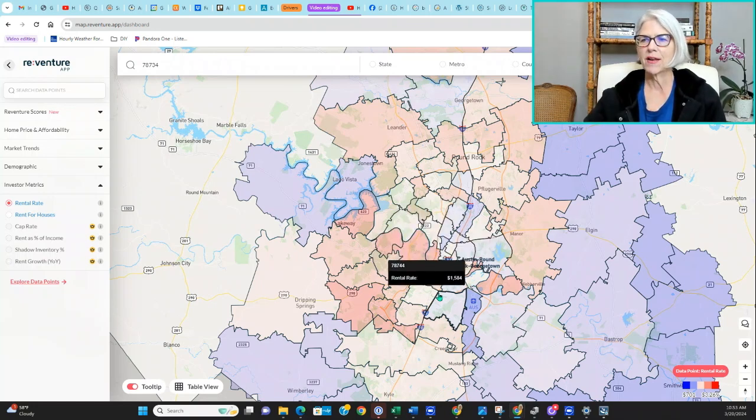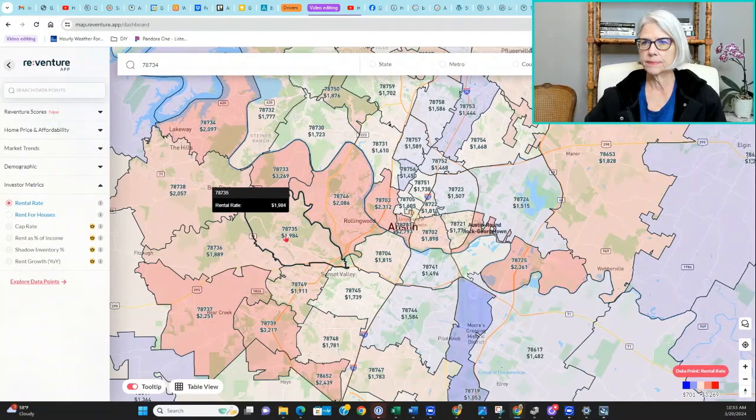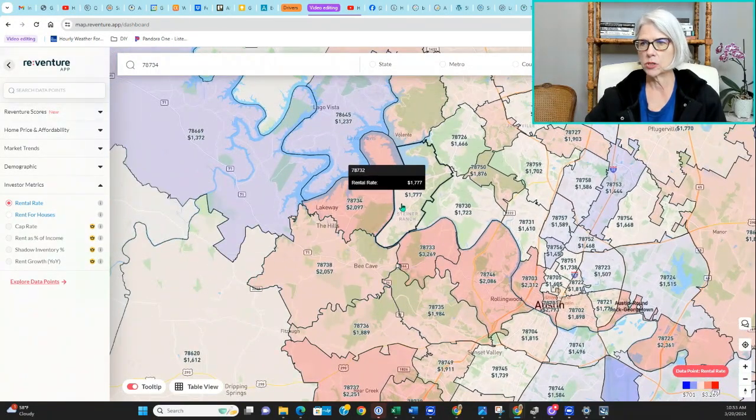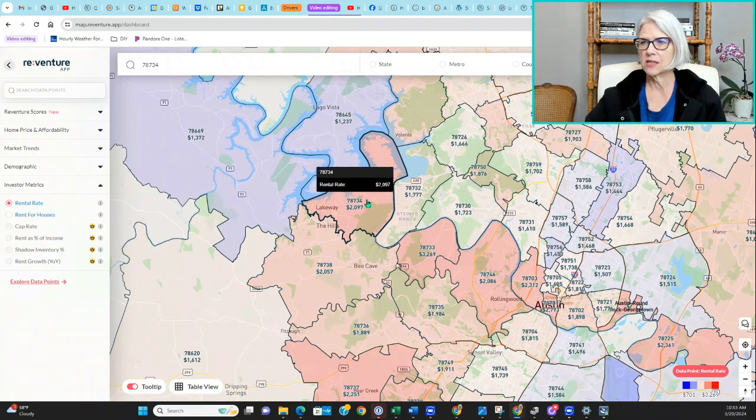It's so important to think about the area. So this is one tool that you can use on the Reventure.app to get a feel for where I stand with regard to the price of my home relative to other houses in my area. So I typed in the zip code for Lakeway, and for example, we can see that it's relatively expensive for the Austin area relative to the other surrounding areas.